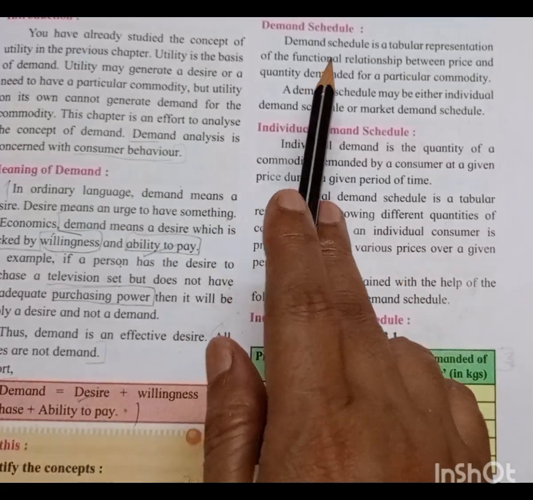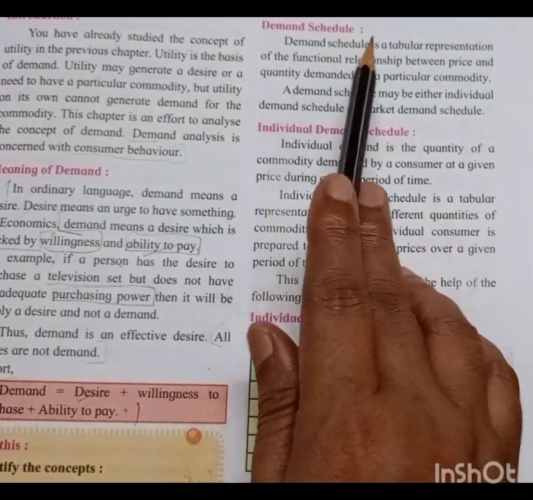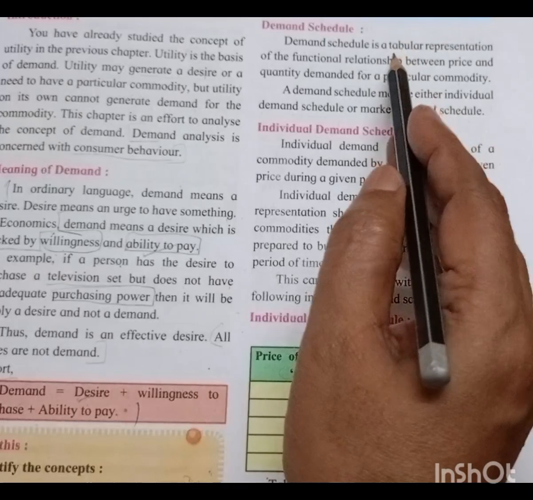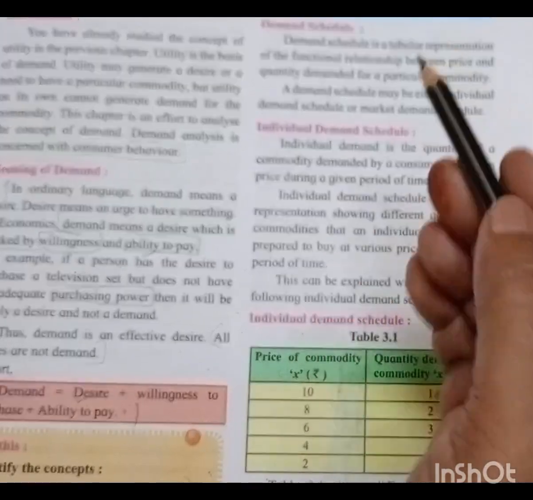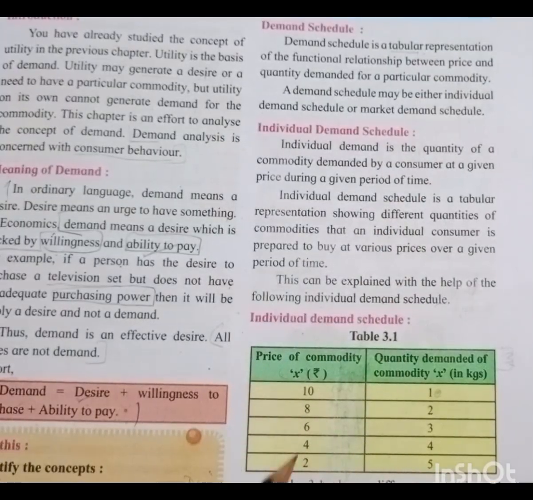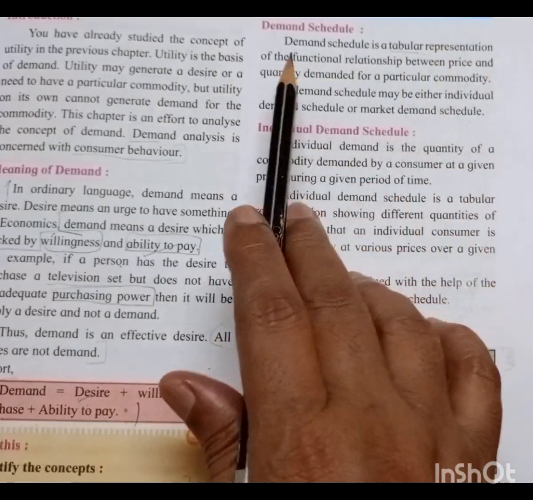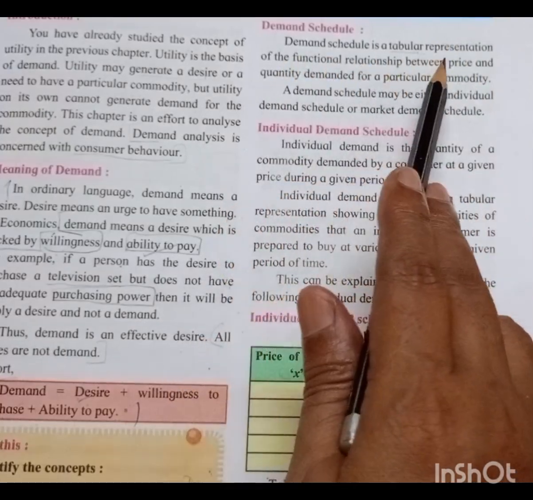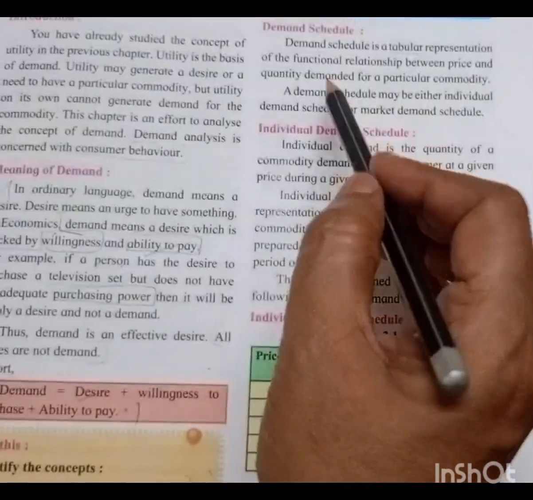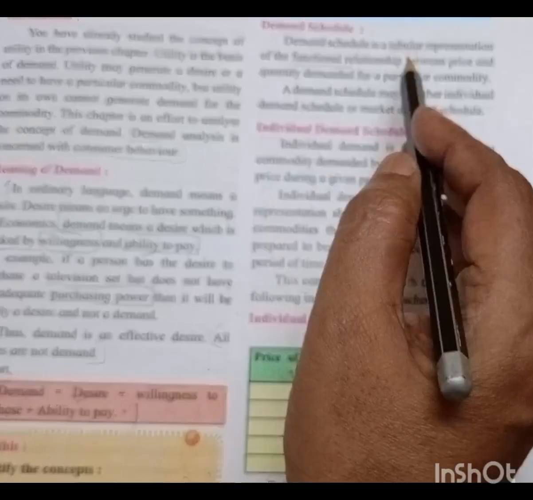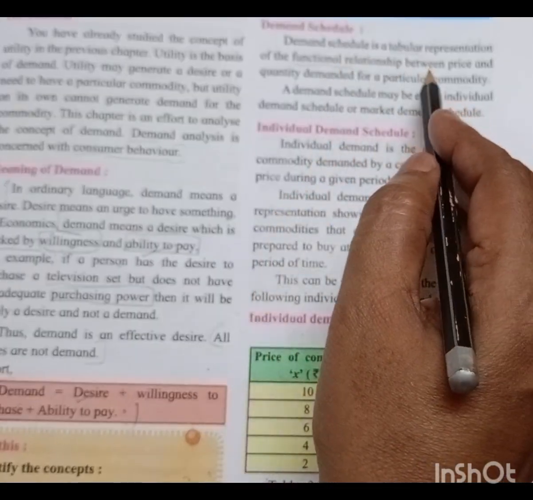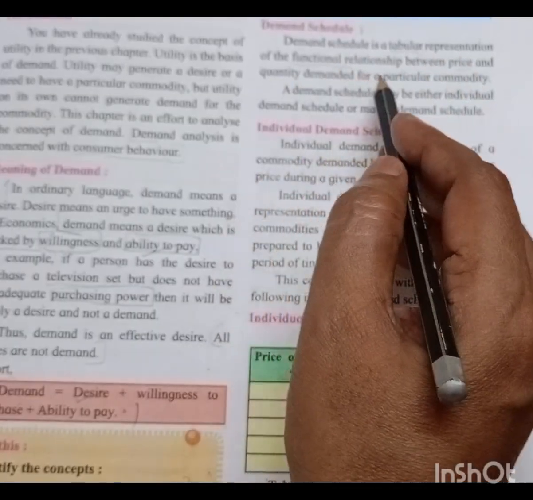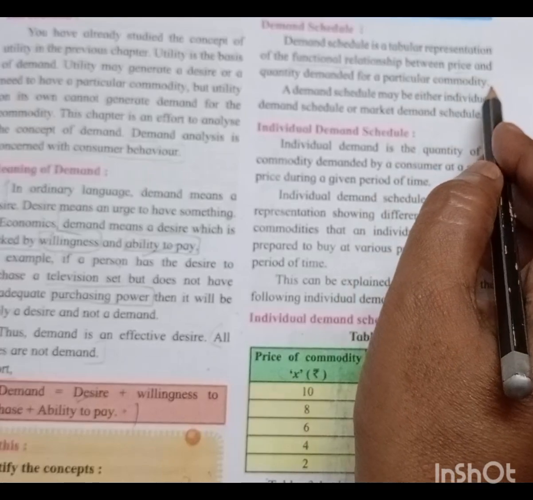With this we'll move on to demand schedule. Demand schedule is a tabular representation. Why is it called tabular? Because it explains the demand with the help of a table. So it is a tabular representation of the functional relationship between price and quantity demanded. What sort of relationship does it tell you about? It tells you about the functional relationship between price and quantity demanded for a particular commodity.